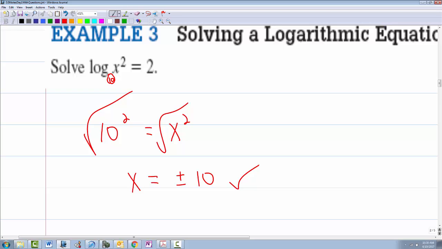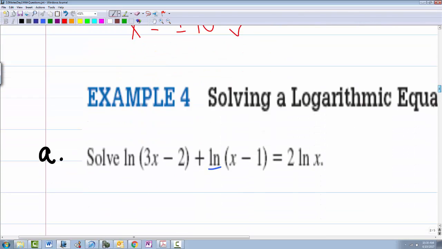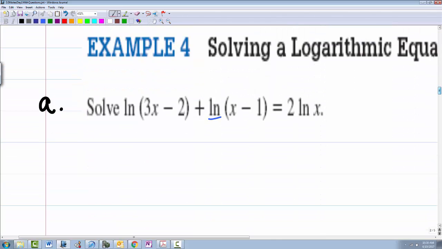Actually, it does. You know why? What happens when you plug in negative 10? What do you do next? Square it, and that becomes what? It becomes a positive 100, so it's okay. Just remember I said that with logs. You've got to be careful. Now we've got a problem.